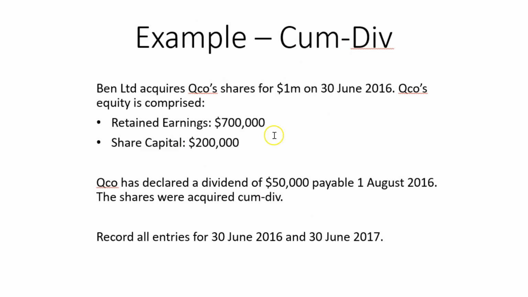So we'll go through an example. So Ben Limited acquires QCO shares for $1 million on 30 June 2016. QCO's equity is comprised of retained earnings $700,000, share capital $200,000. QCO has declared a dividend of $50,000 payable on the 1st of August 2016. The shares were acquired come div. Record all entries for 30 June 2016 and 30 June 2017.